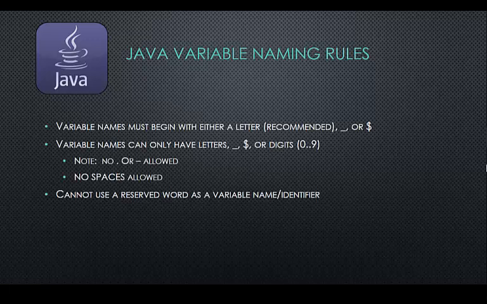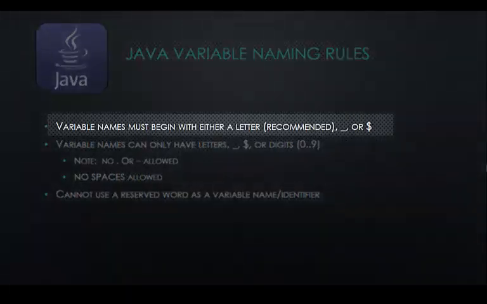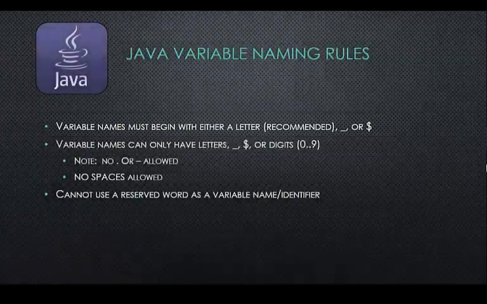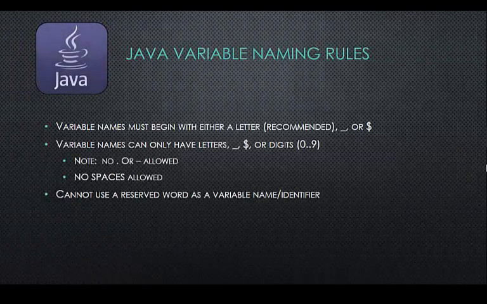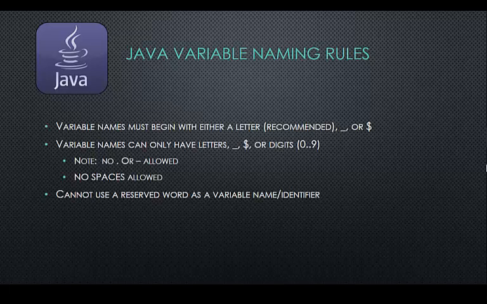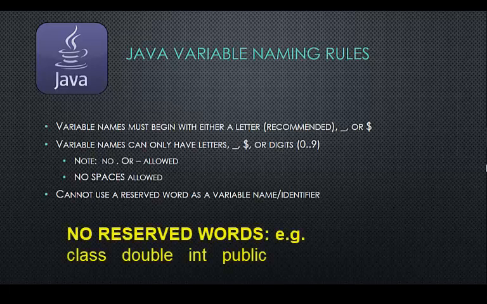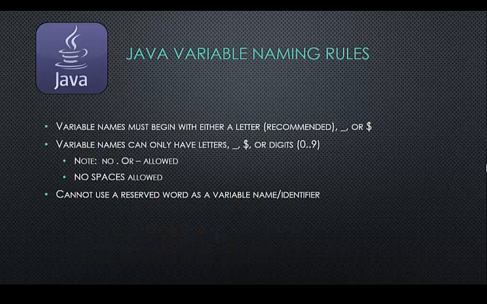Here are some of the rules about naming variables in Java. The variable names must begin with either a letter, an underscore, or a $ sign. Best practice, start with a letter. Variable names can only have letters, underscores, $ sign, or digits 0 through 9. Note, no periods or dashes are allowed in a Java name. No spaces are allowed either. And you cannot use a reserved word as a variable name or identifier. You can see the list of reserved words in your textbook.